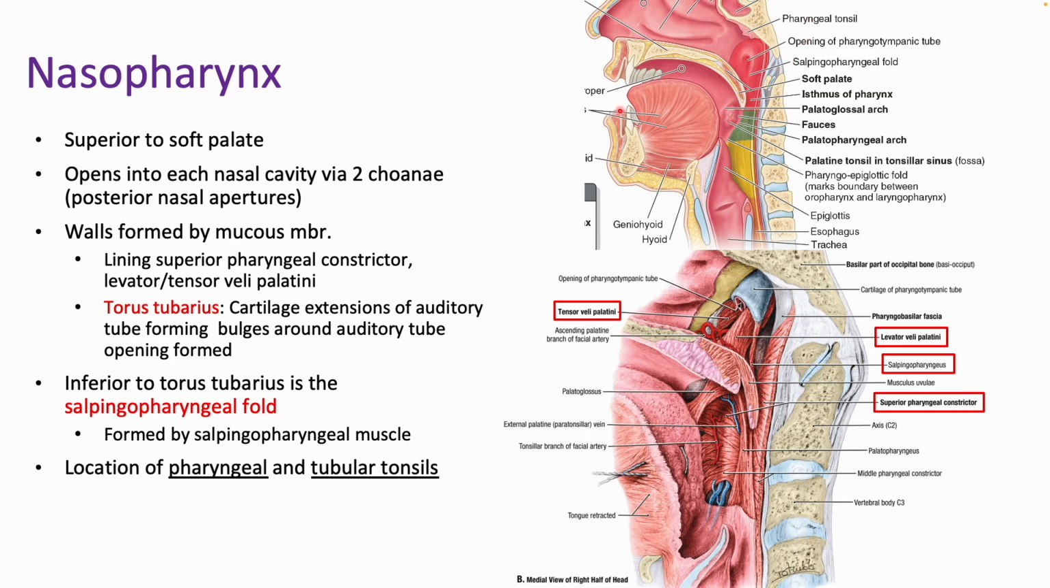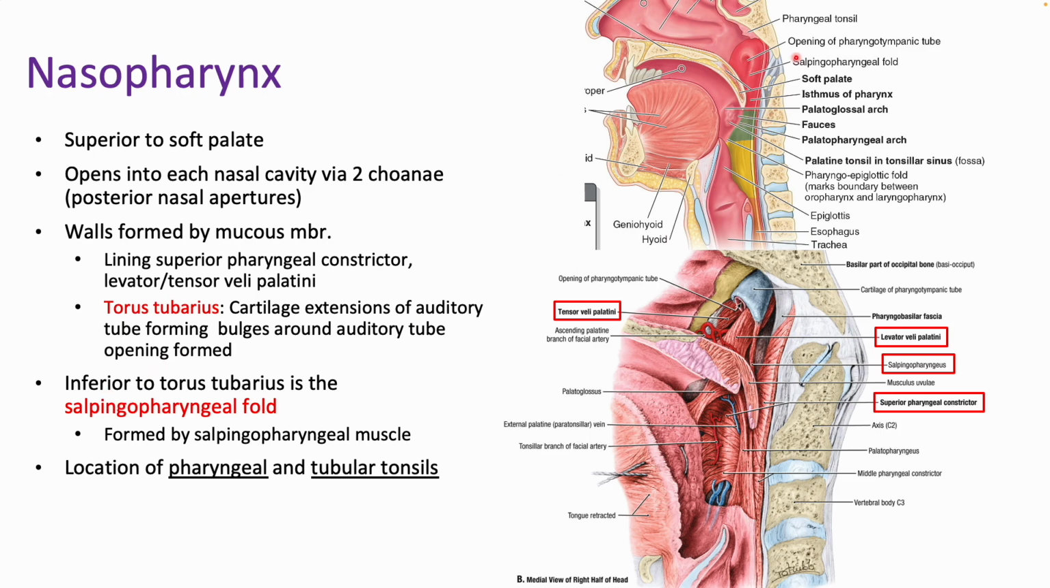And so the walls of it are formed by a mucous membrane. So pretty much all of the pharynx we're going to see is formed by mucous membrane walls. And this is going to line the superior pharyngeal constrictor muscle and the levator and tensor veli palatini, which are all going to be up here. There's also a structure called the torus tubarius, which is cartilage extensions up here. And it's part of the auditory tube. So cartilage of the auditory tube is going to form bulges around the auditory tube. And that's the torus tubarius. So you can see that kind of forming around here.